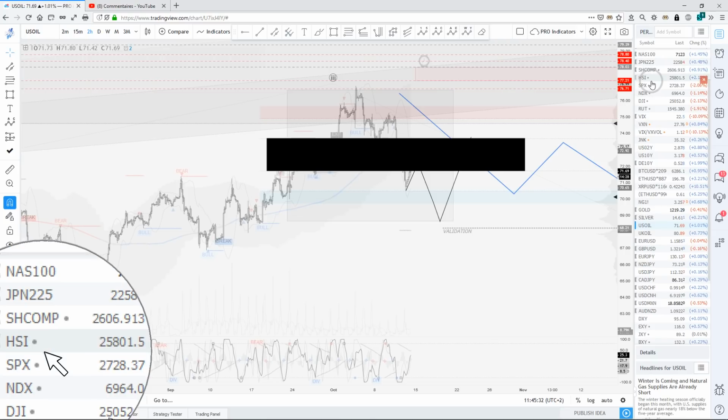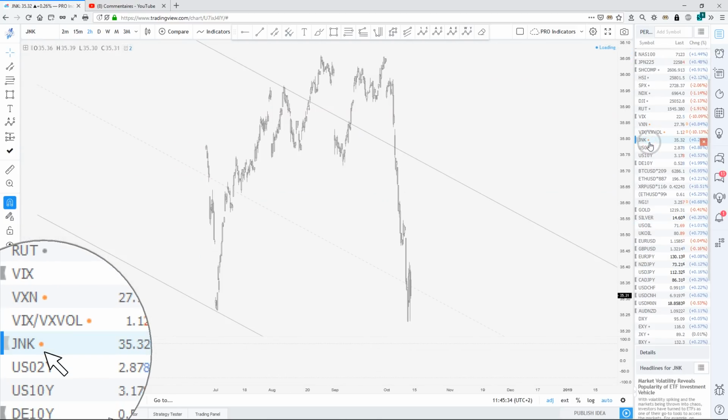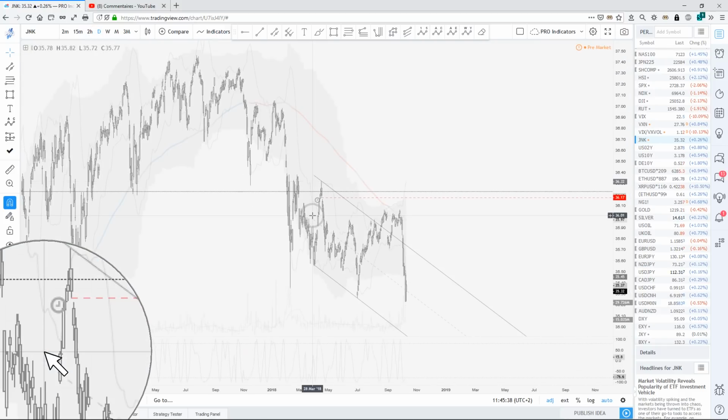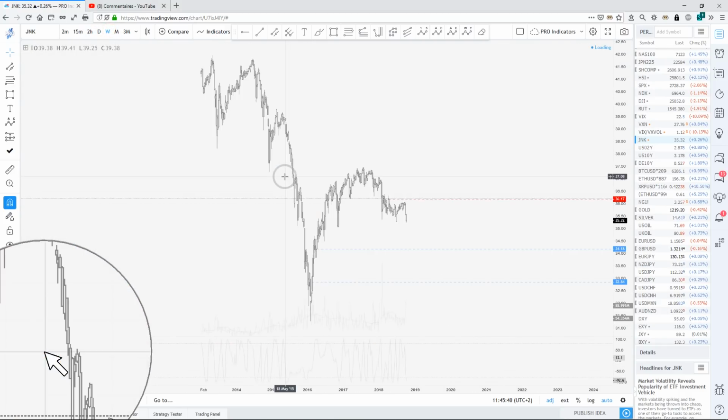Forex market. Junk bonds first. We need to have a look at junk bonds. So long-term perspective in here. We're going to look at daily, weekly chart. I'm going to set weekly to have a broader view.